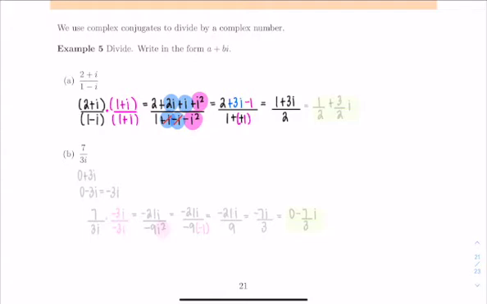And we are going to go ahead and split these apart so that the real part is by itself and the imaginary part is by itself. So our final answer is just going to be 1/2 plus 3/2 i.